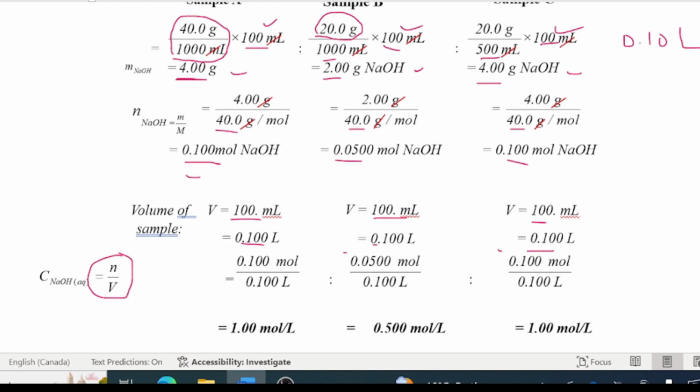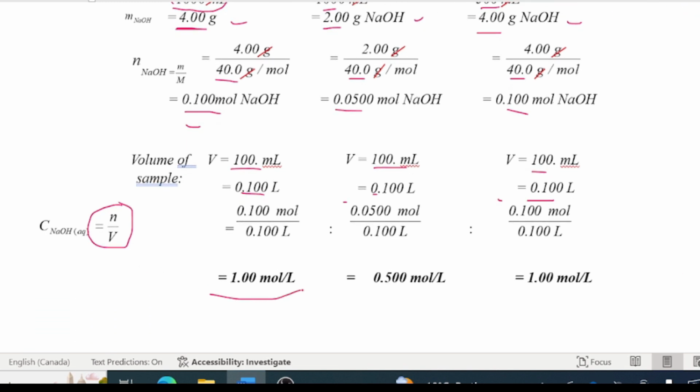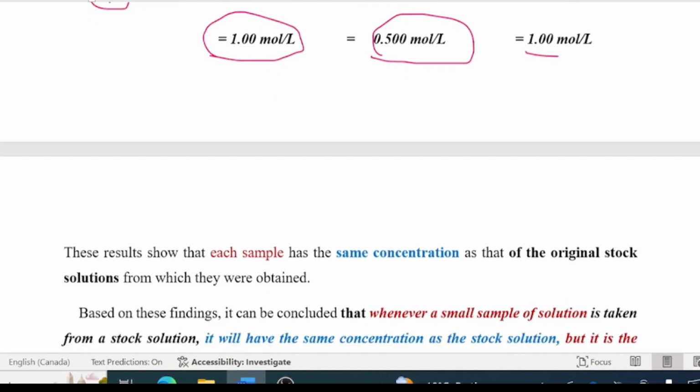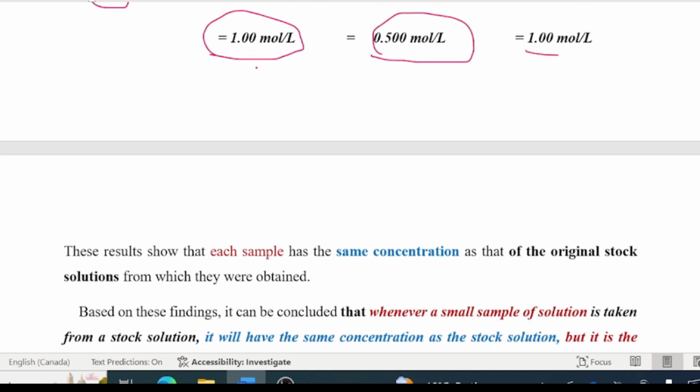When you do your division, look, you end up with the same concentration that we calculated originally, right? Originally, you get 1 mole per liter for solution A, 0.5 mole per liter, and 1 mole per liter in this case. So that's a misconception we try to clear up: if you have a stock solution and even pour out a small quantity from it, the concentration of the small quantity is exactly the same as that of the stock solution. Okay. Well, the concentrations are all the same, but look, the mass inside each is different though.